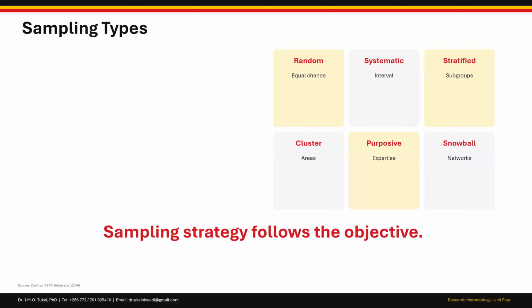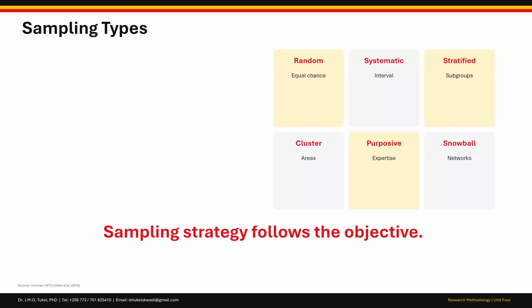Random, systematic, cluster, purposive, snowball. You are going to look at this. I'm not going to discuss this for you because there is a group that is supposed to discuss this for us. So Charles, I know you are going to ask some questions about this. These are sampling types, some of them.